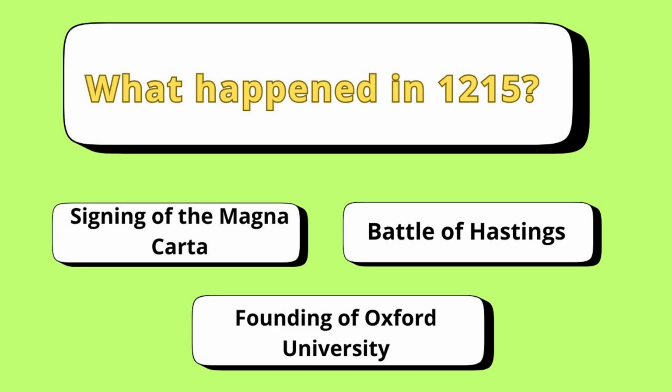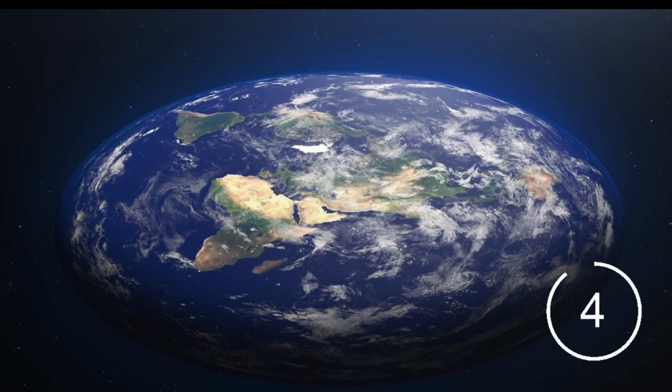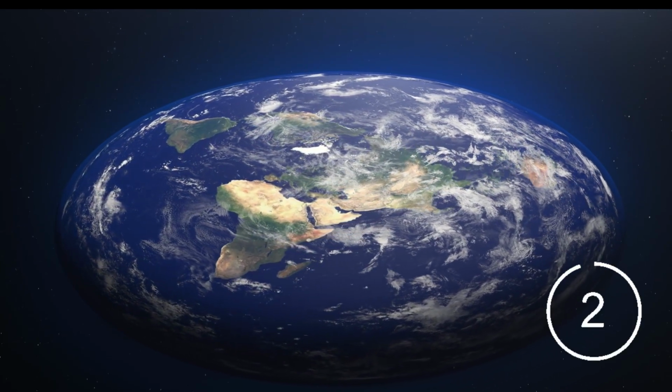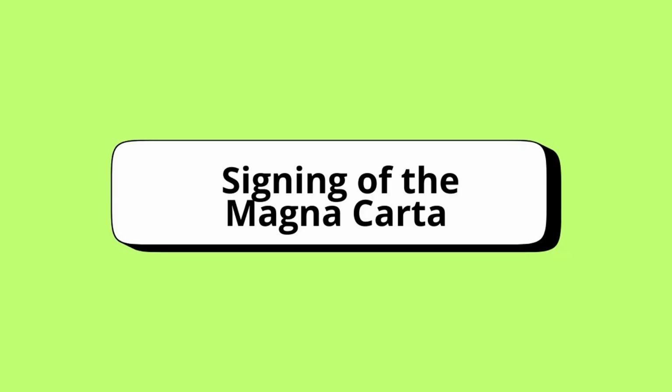What happened in 1215? A. Signing of the Magna Carta. B. Battle of Hastings. C. Founding of Oxford University. Signing of the Magna Carta.